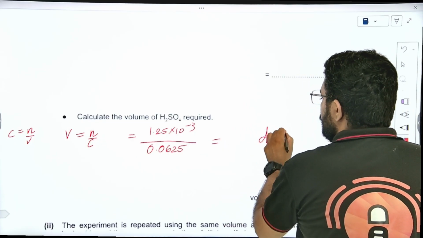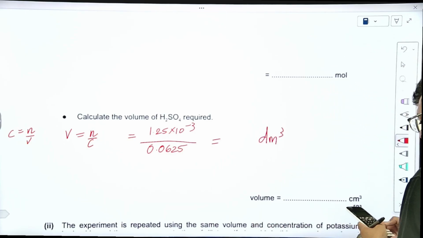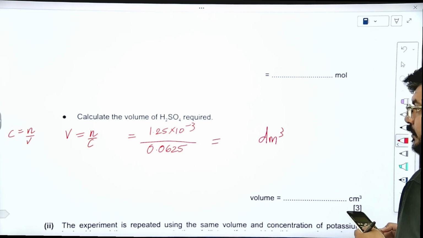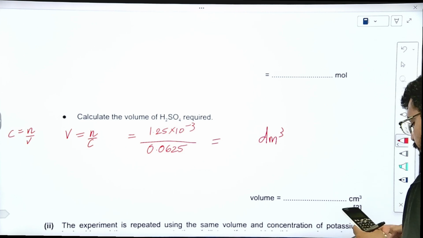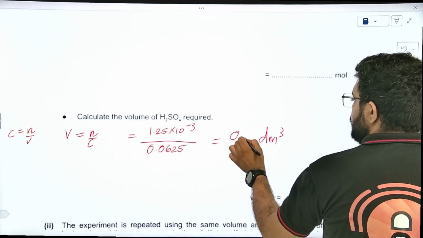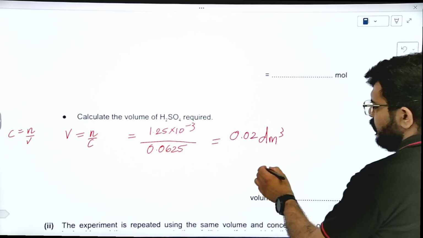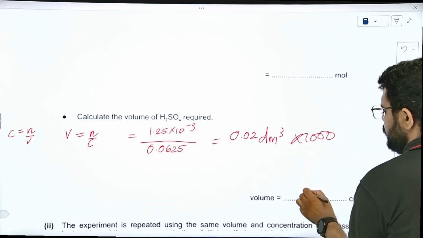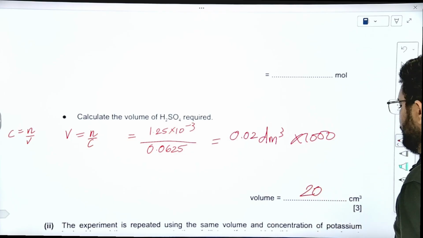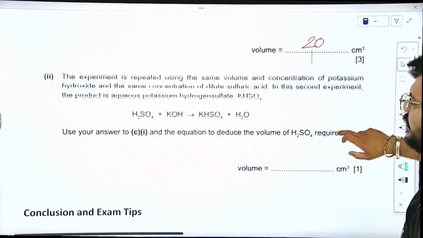This volume is going to be in dm cube. So 1.25 into 10 to the power minus 3 divided by 0.0625. So you have the volume is 0.02 dm cube, but they are asking in cm cube. So multiply this with 1000, you have 20 centimeter cube. Okay, I hope this is clear now.